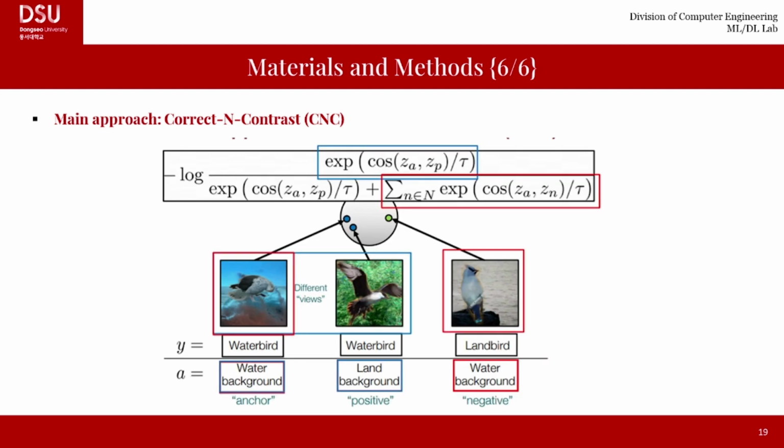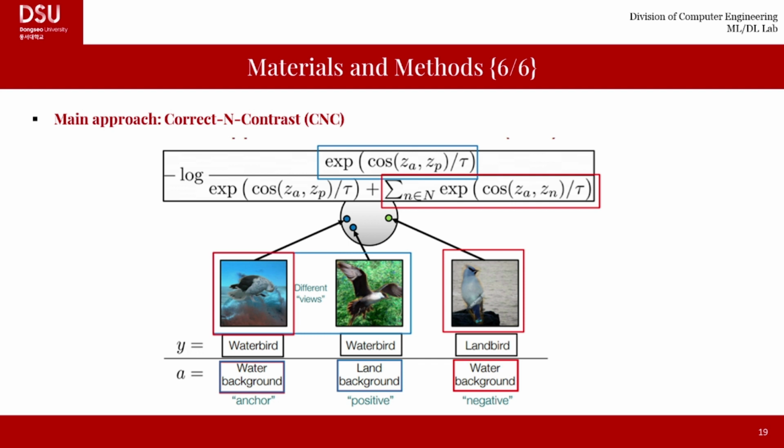So if we look at the main approach in this paper, they try to identify the anchor, positive, and negative. And we see three different types of data set: one is the water bird, then the water bird, and the last one is the land bird. We see that every background is different, and the data set is also different. So they try to represent these different data sets using this formula.